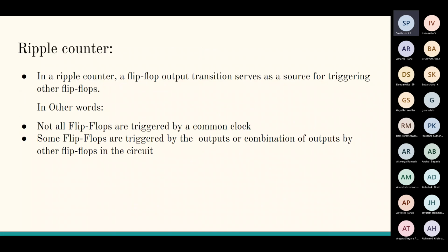Now we'll discuss the first type of counters, that is the ripple counters or asynchronous counters. Asynchronous counters are also called ripple counters. In a ripple counter, a flip-flop output transition serves as a source for triggering other flip-flops. In a ripple counter, we have a series of flip-flops. We use the output of one flip-flop as the clock of the next flip-flop.